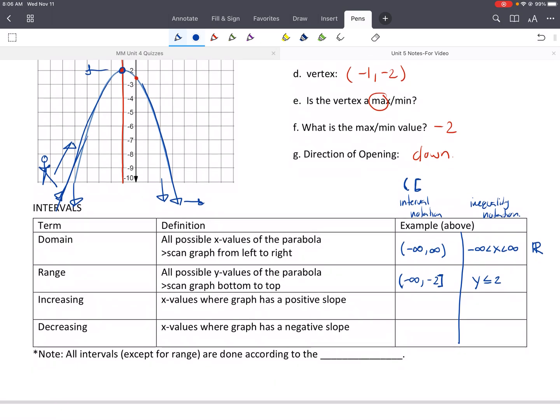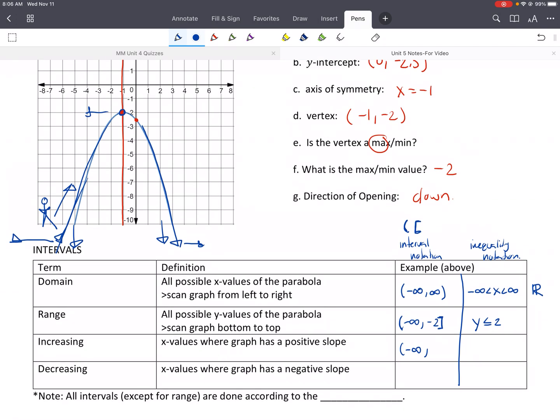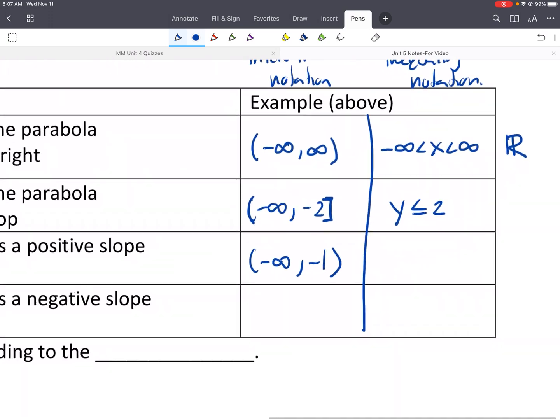Increasing would start, again, way over here at negative infinity and would stop when you get to the axis of symmetry, which would be at -1. Here we do not include -1 because the slope at the vertex is 0. It wouldn't be increasing or decreasing. If we used inequality notation, we'd say all x values less than -1.